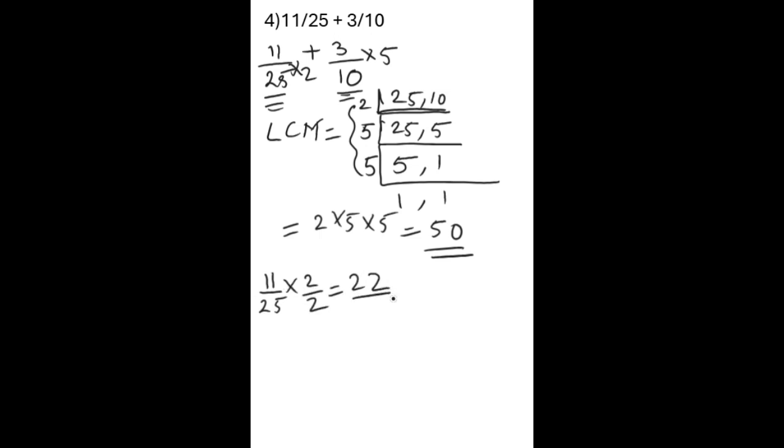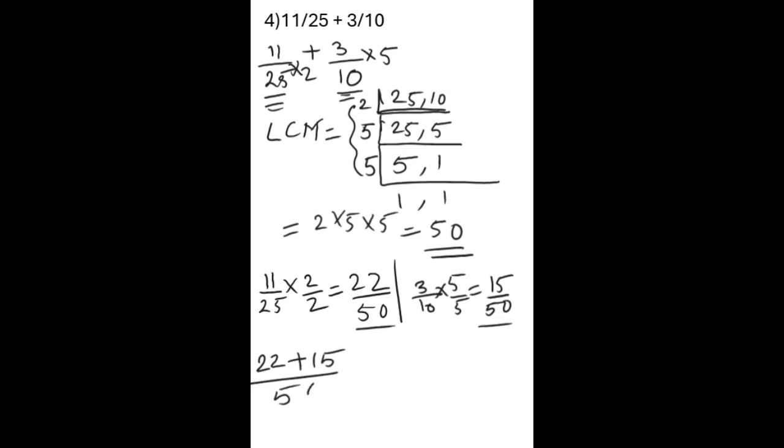So the new fractions that we will be getting are 11 multiplied by 2 by 25 multiplied by 2, which is equal to 22 by 50, and the other fraction will be 3 by 10 multiplied by 5 by 5. We will get 15 by 50. Now these two fractions we will add. They both have the same denominator, so they can be added directly. So 22 plus 15 by 50, you will get the answer as 37 by 50.